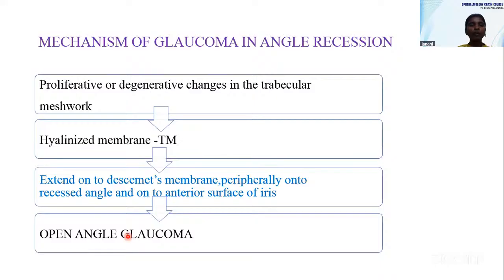And coming to the mechanism of glaucoma in angle recession, the glaucoma does not occur due to angle recession per se. It is due to the proliferative or degenerative changes in the trabecular meshwork, which causes hyalinized membrane on the trabecular meshwork, which can extend onto the Descemet's membrane angle and onto the anterior surface of the iris, resulting in open angle glaucoma.